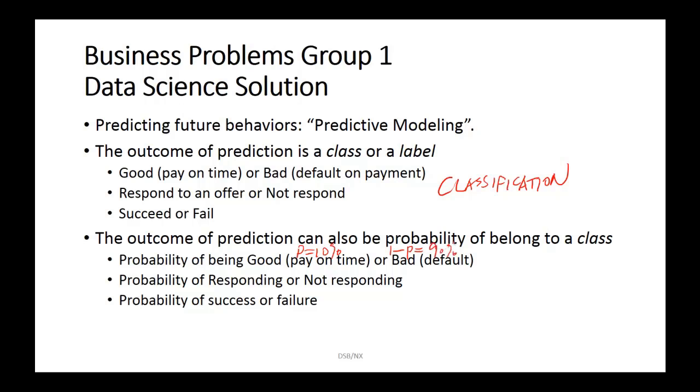Similarly, we might be interested to predict what is the likelihood that someone will respond or not respond to a particular offer, or predicting what is the likelihood for a candidate to succeed or fail on a particular job. And we call this type of prediction class probability estimation.